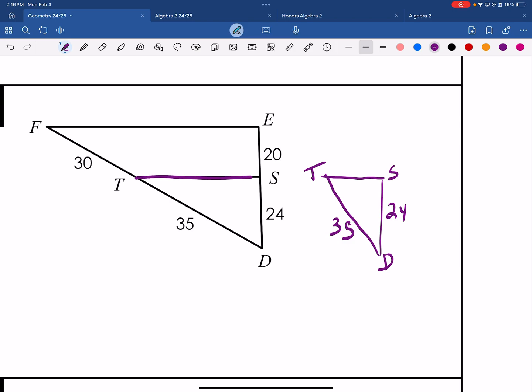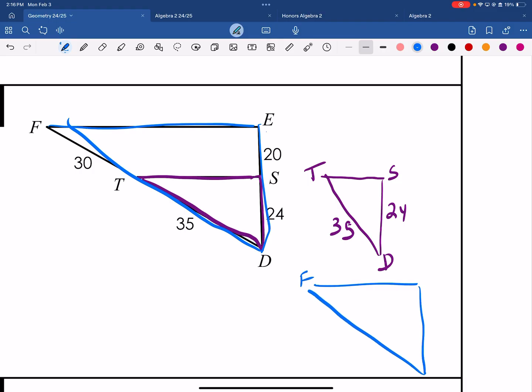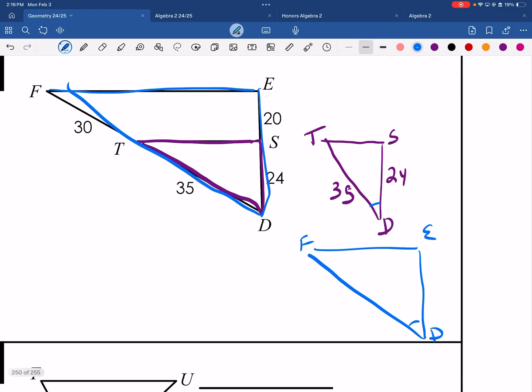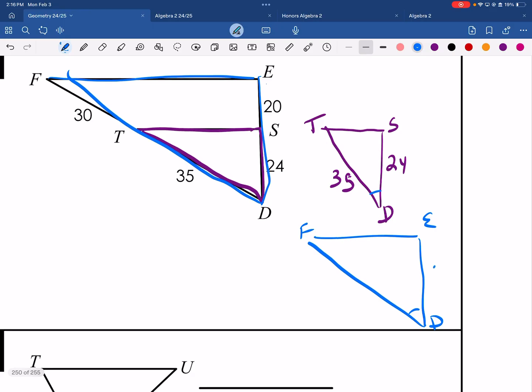Okay, so we got this small little purple one, TSD. It's kind of like the one we did earlier. We've got this bigger triangle sitting there. Kind of draw it sort of like it. FED. We know the D. What's the length from E to D? What's this length right here?